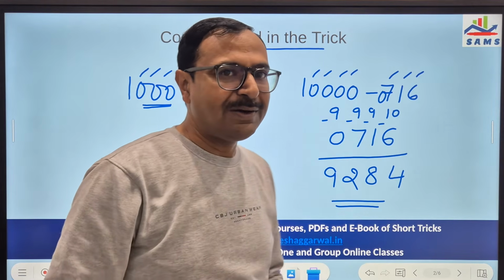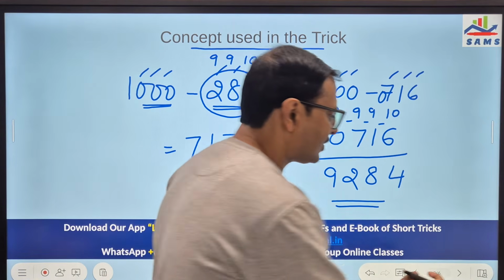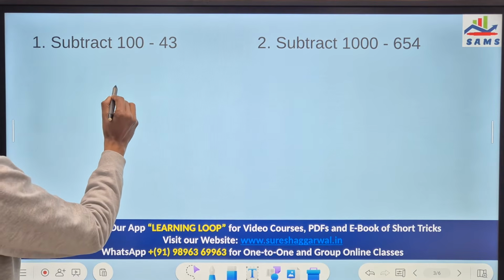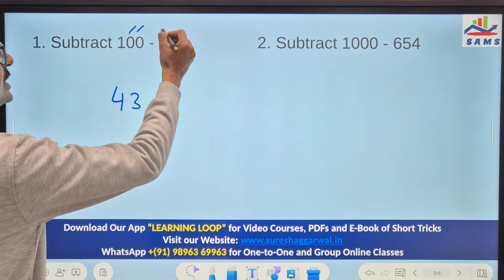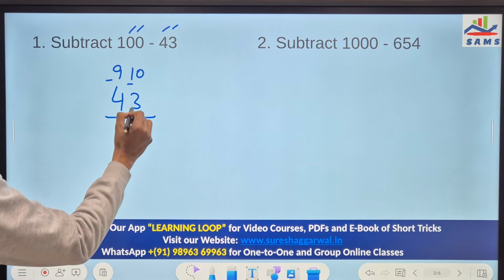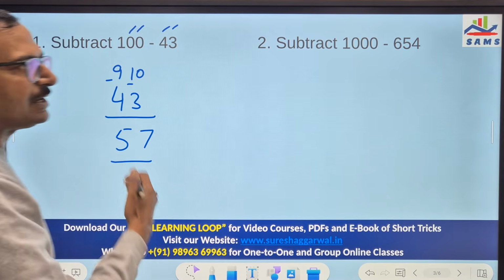Now the concept is very, very clear, and now we can try some of these questions quickly. So 100 minus 43, because we have two zeros and two digits, all from 9, last from 10. 10 minus 3, 7, 9 minus 4, 5, the answer is 57.